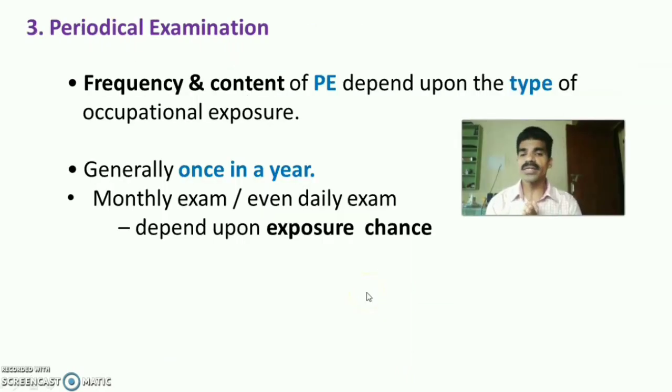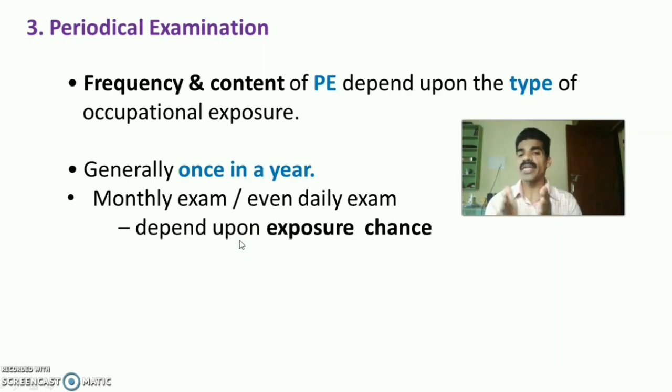Third measure under medical measures, that is periodical examination. So conducting periodical examination may be once in a year, once in 6 months, once in 3 months, or monthly, etc. The frequency and content of the periodical examination depend upon the type of the occupational exposure in that particular industry or factory. That means it varies from industry to factory.